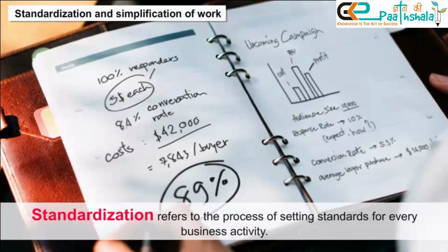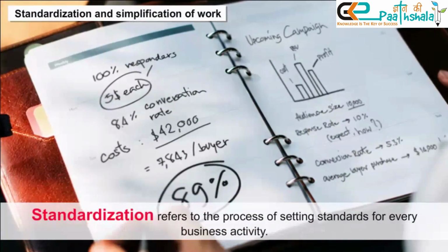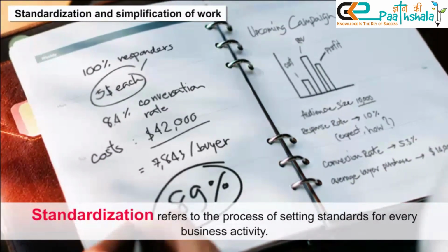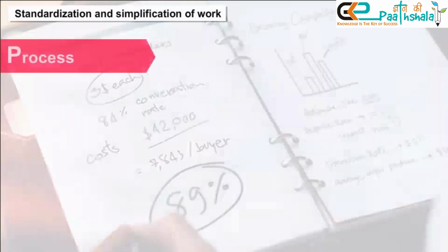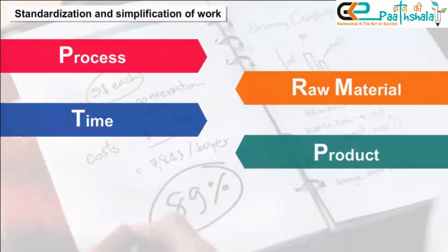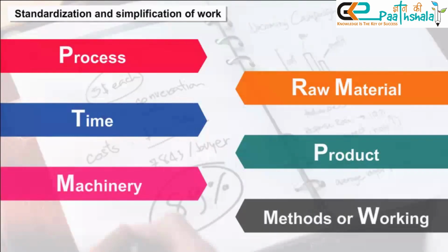Standardization refers to the process of setting standards for every business activity. It will be standardized of process, raw material, time, product, machinery, methods, or working conditions. These standards are the benchmarks which must be adhered to during production.